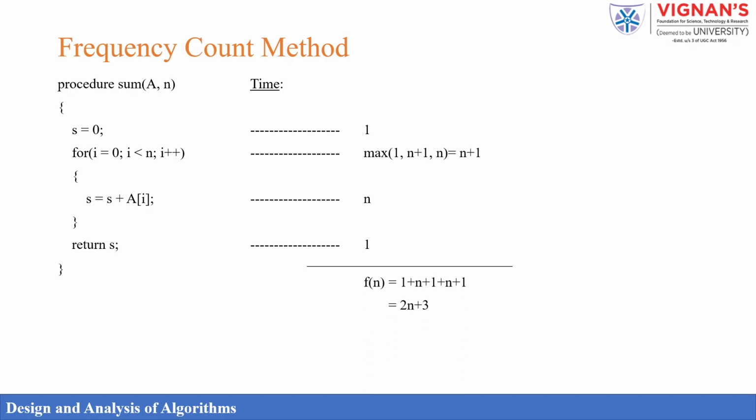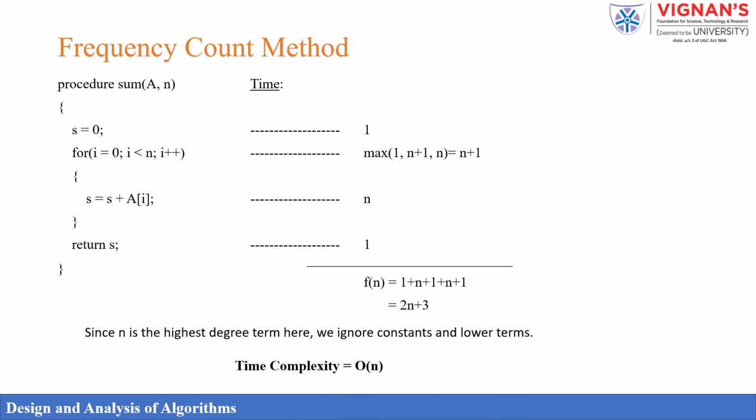Initialization takes one step. The loop condition takes n plus 1 steps. The loop body takes n steps. The return statement takes one step. So the total time function f of n equals 2n plus 3. Since n is the highest degree term here, we ignore constants and lower terms. Therefore, time complexity is big O of n.